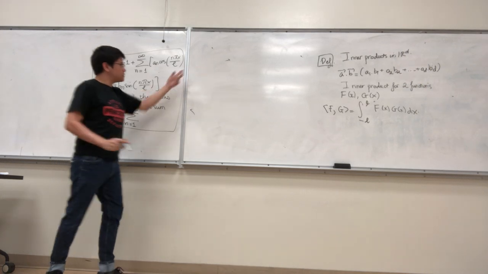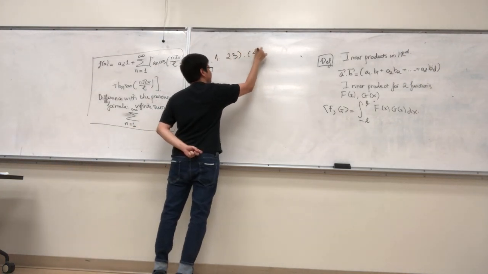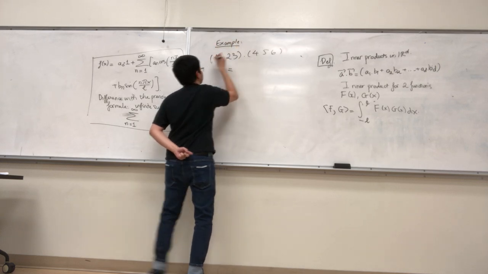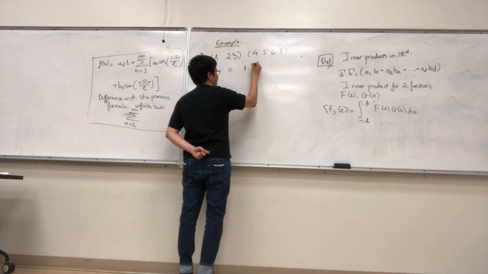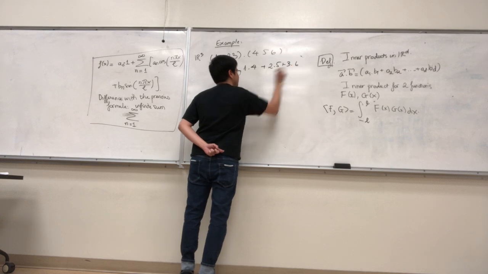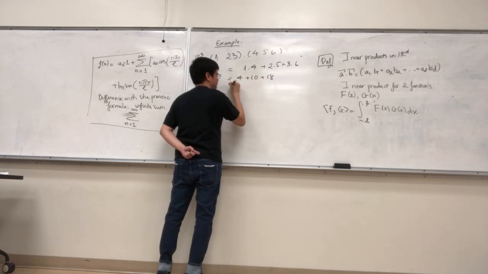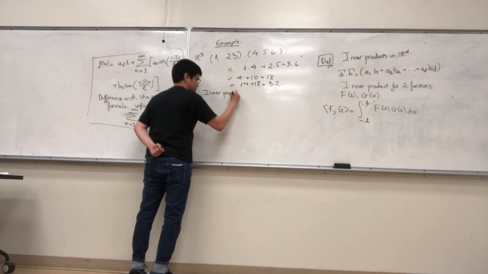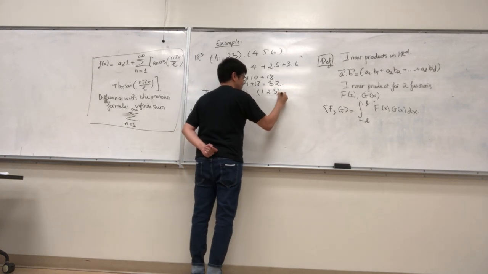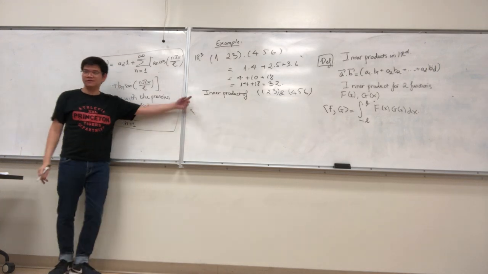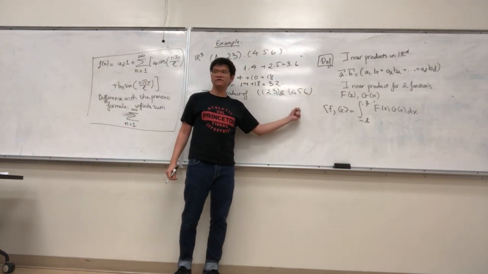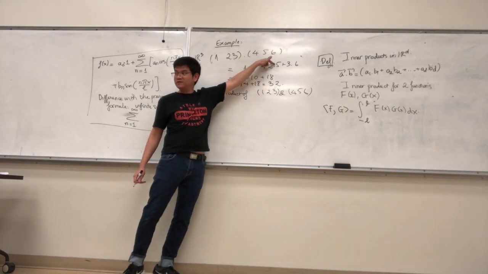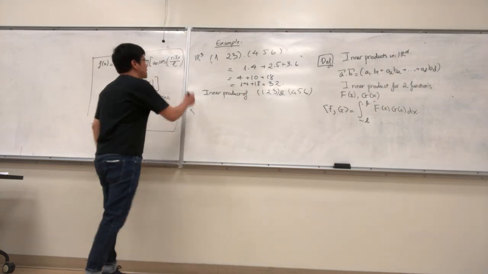In R^3, for example, let us consider the inner product of (1, 2, 3) times (4, 5, 6). I'm going to have 1 times 4, plus 2 times 5, plus 3 times 6, and this is going to be 4 plus 10 plus 18, which is 14 plus 18, and this is 32. So this is the standard one. If I give you a vector (1, 2, 3) and another vector (4, 5, 6), the inner product multiplies all of the components of the vectors and takes the sum. So this is in R^3.